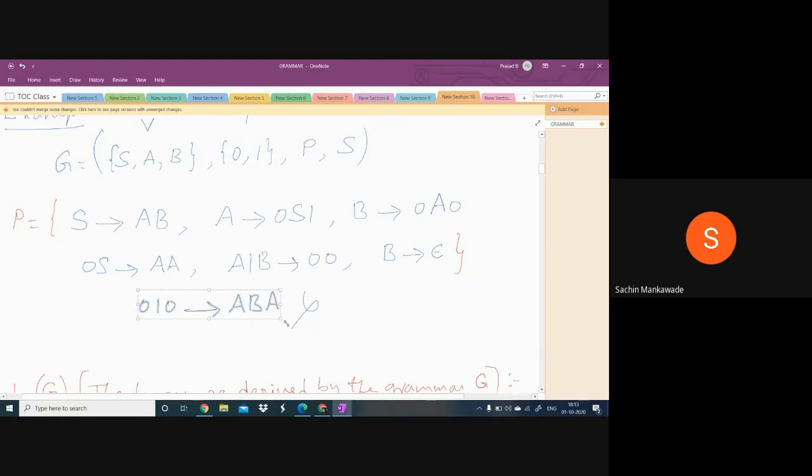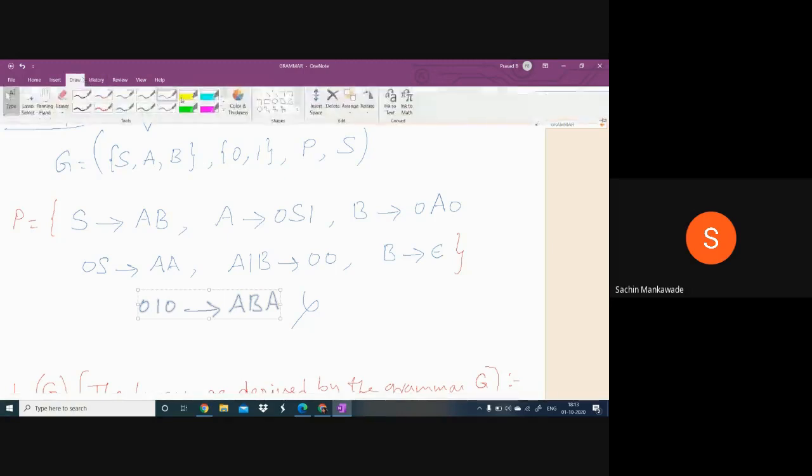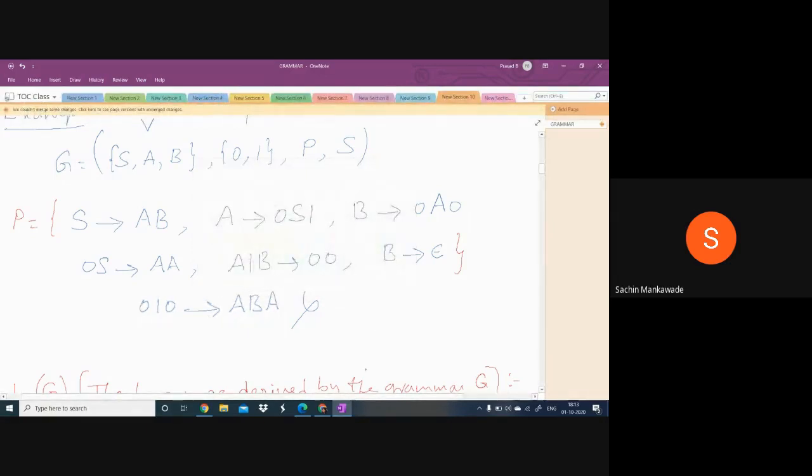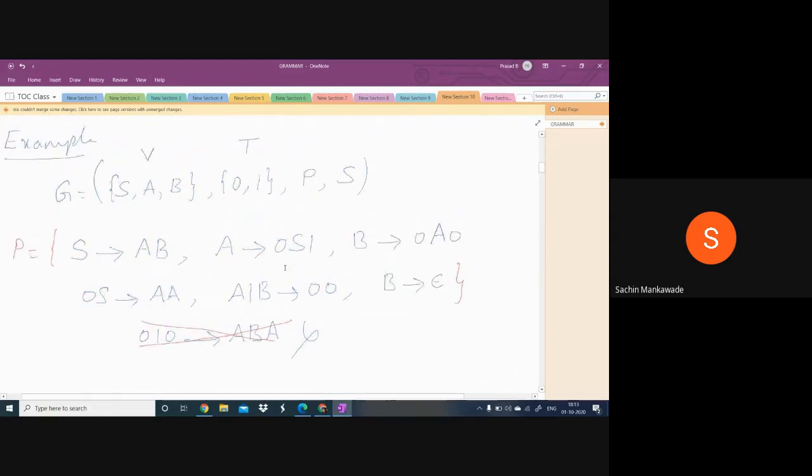So right side of the arrow, whether it is terminal or non-terminal or anything, it's okay. But left side of the arrow, minimum one non-terminal should be there. But as it is not having a non-terminal, it is not at all a valid production. So from these productions, I am cancelling this because it is not valid. So copy this example. Whereas the rest, all these productions are valid.